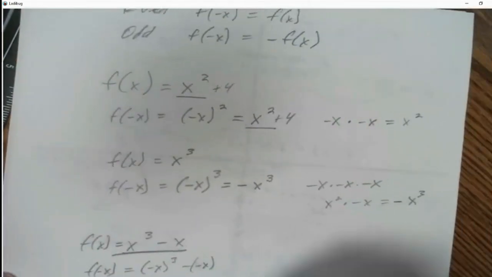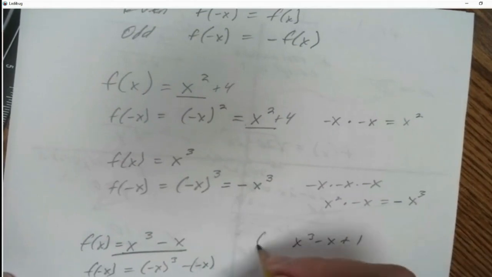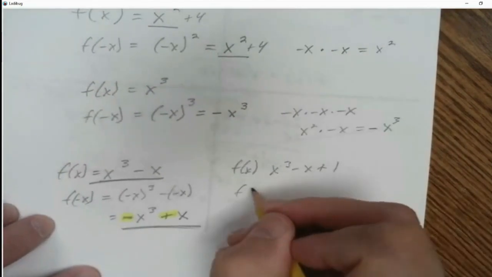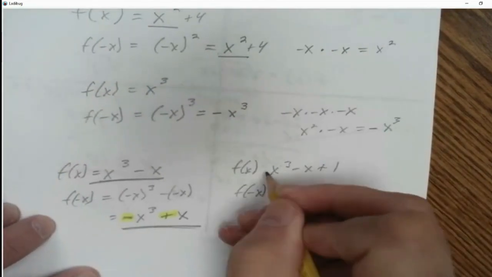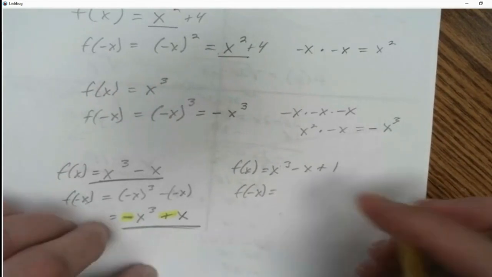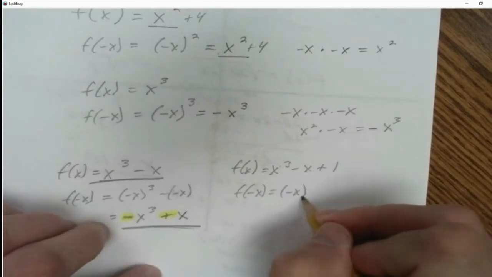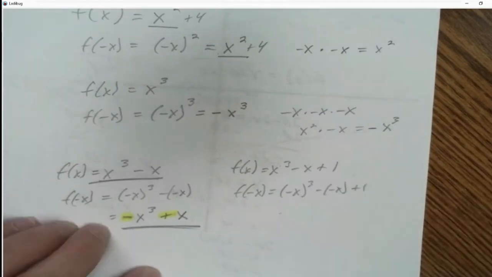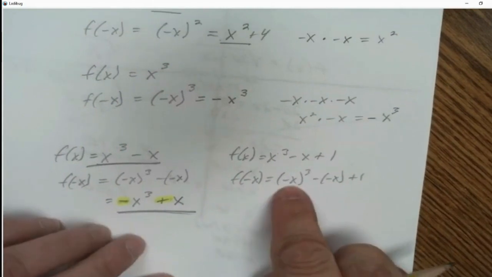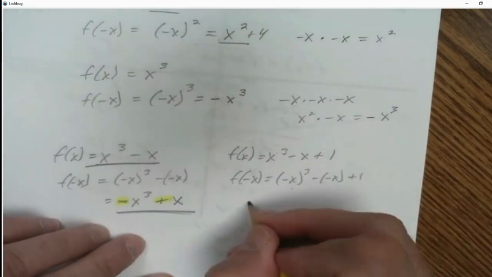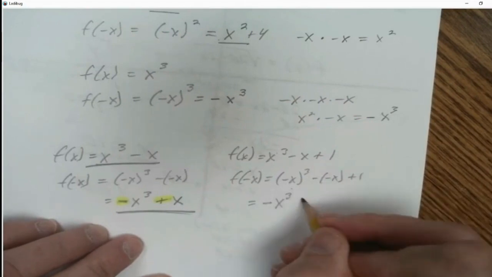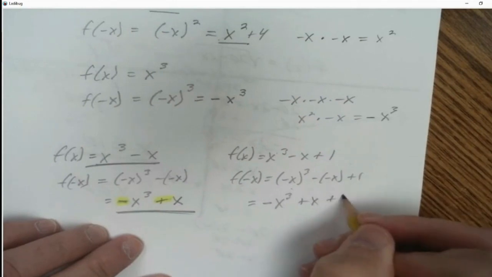And you may have some where, if our equation was x to the third minus x plus 1, and we substitute negative x in for that, we want to know, is this even or odd? So we've got negative x to the third minus negative x plus 1. Well, we know negative x to the third equals negative x to the third. We know subtracting a negative x makes it a plus x. And plus 1 is just plus 1.